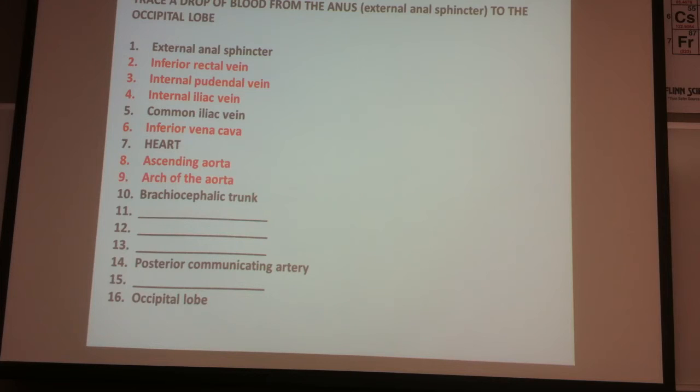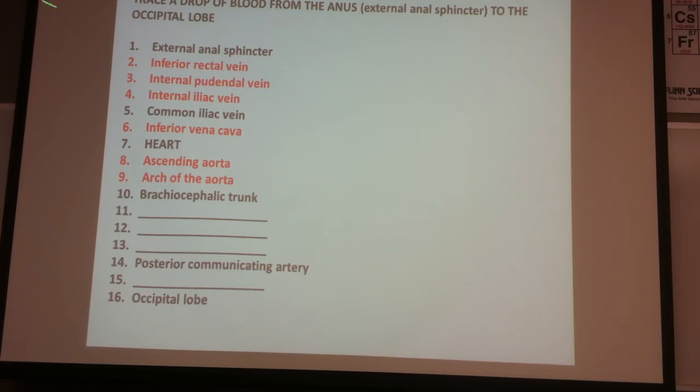aortic arch, brachiocephalic trunk. That tells you we're going right. Now we have two ways of getting to the brain: common and internal carotid arteries, and vertebral arteries. Both will take us into the brain. What's fastest? Here we're looking at posterior communicating artery. What does that make you think? Vertebral. Posterior communicating is connecting the both of them.